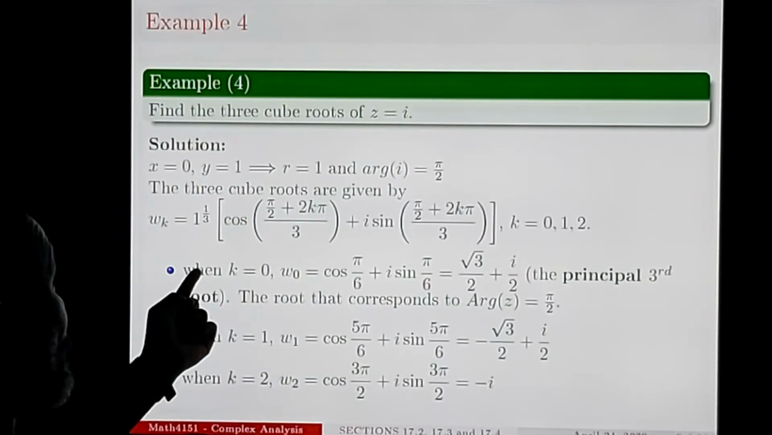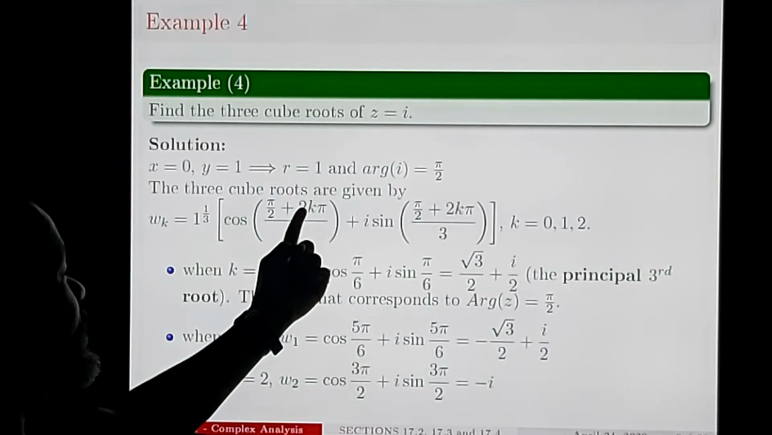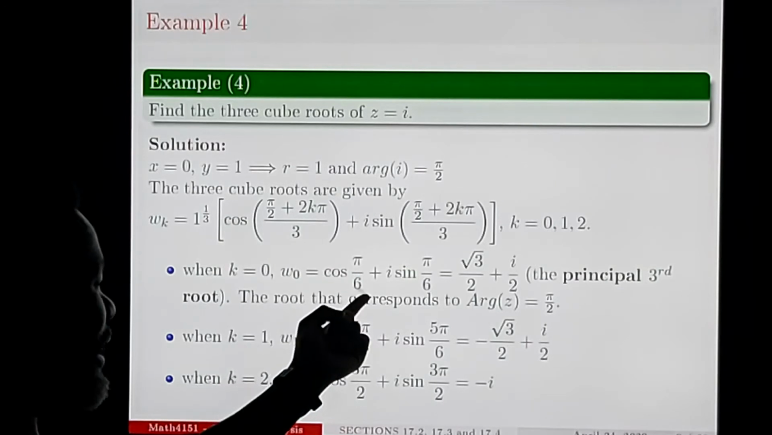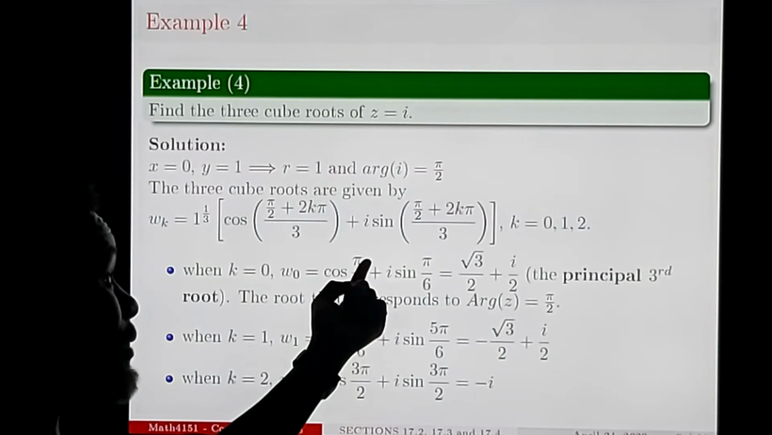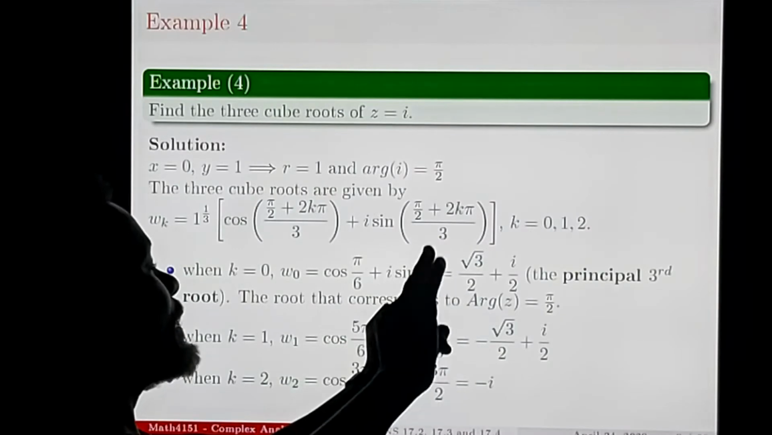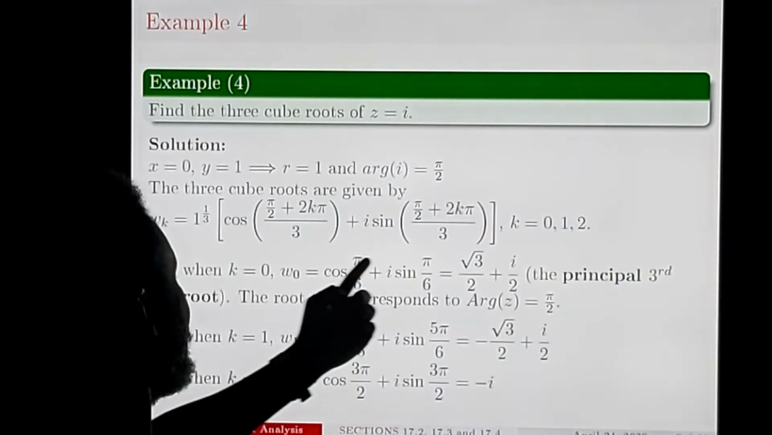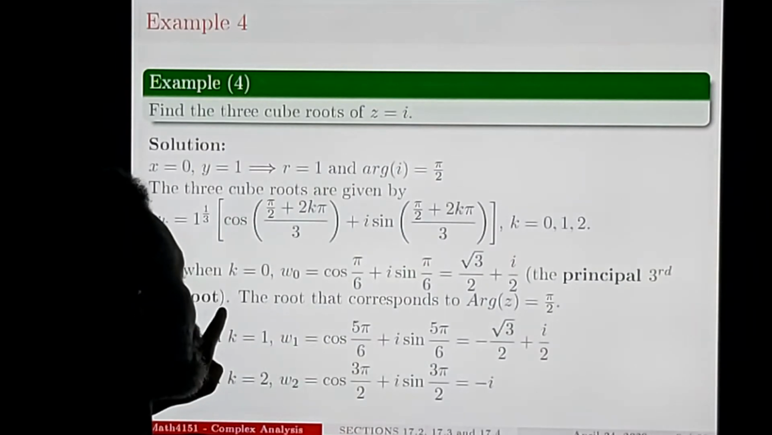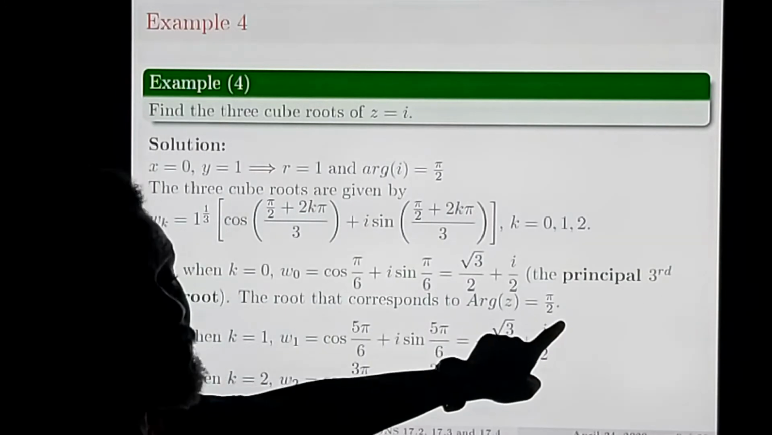There are 3 roots. When k is 0, the first root w0: you put 0 here, this disappears, you have pi over 2 divided by 3, which is pi over 2 times a third, which is pi over 6. So it's cos pi over 6 plus i sine pi over 6. Now pi is 180, divided by 6 is 30. So cosine of 30 is root 3 over 2, and the sine of 30 is a half. And this is actually the principal cube root of this complex number, which corresponds to the principal argument, pi over 2.